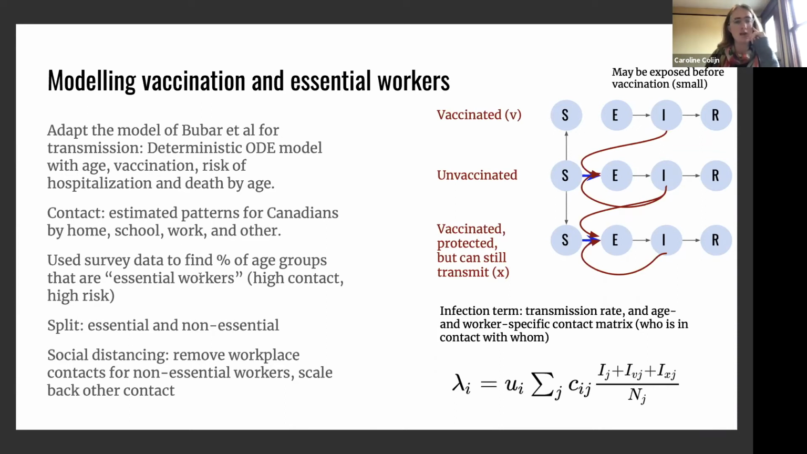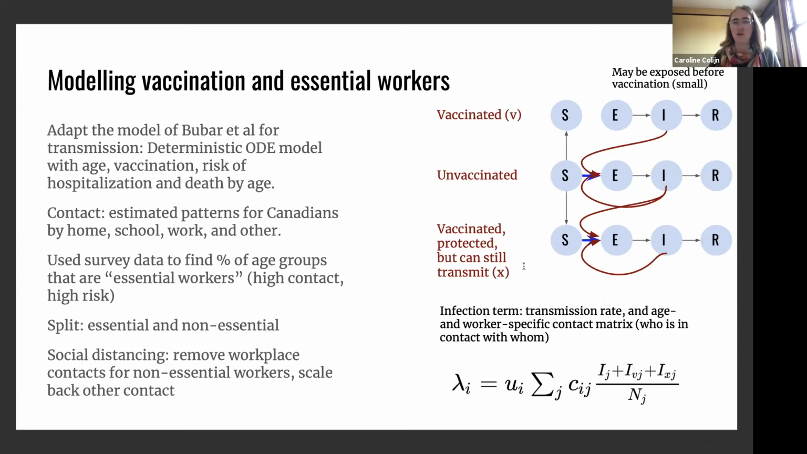We found some survey data from the COVID Speak survey in BC to look at how many people can't avoid high contact and high risk at work. And then we developed a contact structure that incorporated this kind of essential workers idea, these high contact, high risk workers. And then we accommodated social distancing, removing workplace contacts for the people who now work at home on their laptops, and scaling back other contact to match data.